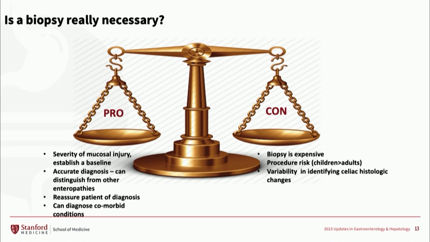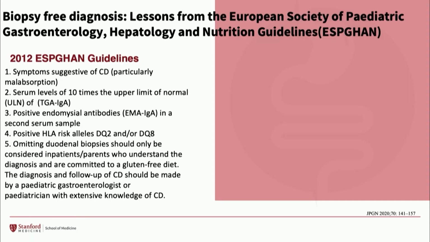The procedure risk, along with the anesthesia risk, also adds to the detractors. And in children, these procedures are usually done with general anesthesia, which increases the risk. One could argue also there's a variability in identifying the celiac histologic changes. And this could be because of the nature of the disease, given that it's patchy, but it also could be due to the expertise in the path lab.